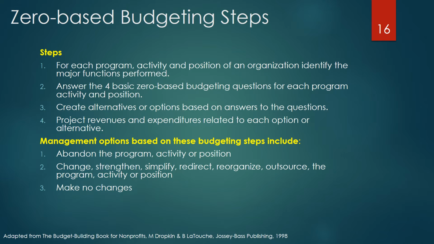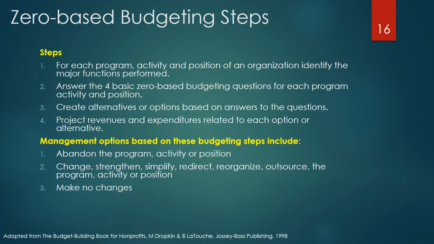Zero-based budgeting steps include: 1. For each program, activity, and position of an organization, identify the major functions performed. 2. Answer the 4 basic zero-based budgeting questions from the previous slide for each program, activity, and position. 3. Create alternatives or options based on answers to the 4 basic questions. 4. Project revenues and expenditures related to each option or alternative.